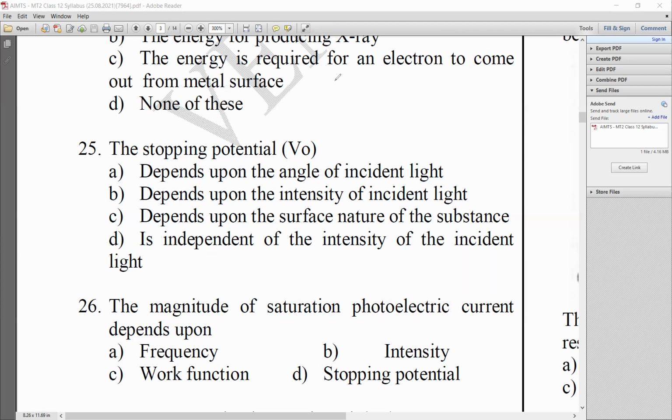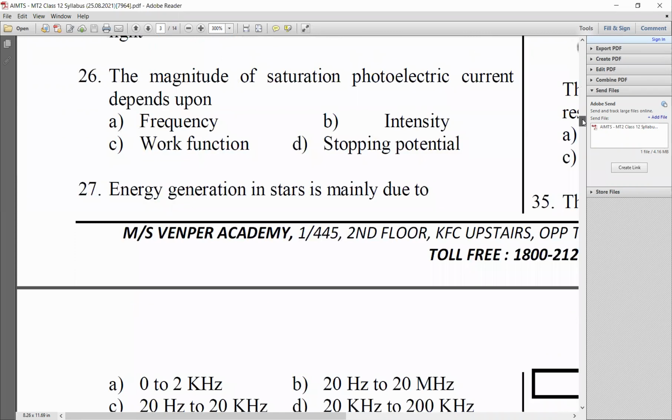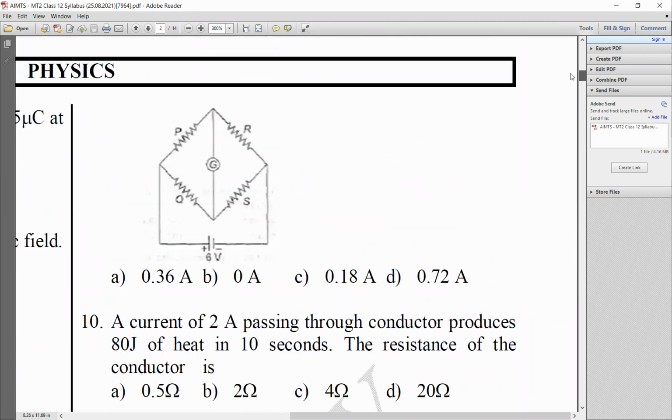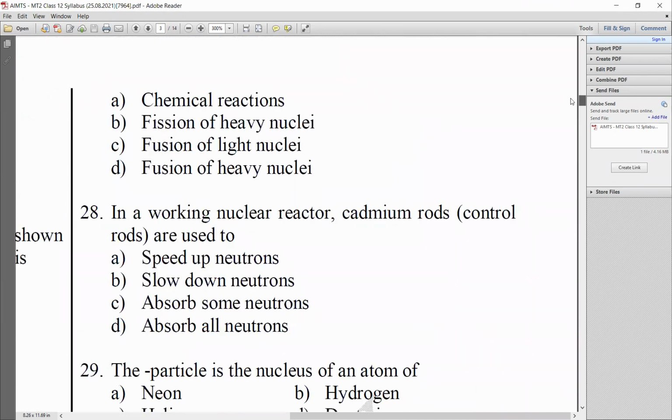Now question number 27. Energy generation in stars is mainly due to what: chemical reaction, fission of heavy nuclei, fusion of light nuclei, or fusion of heavy nuclei? It's actually due to fission. Okay, like the sun, nuclear fission is taking place.